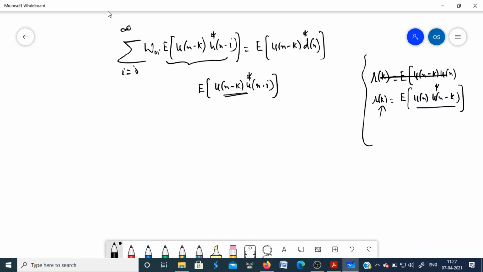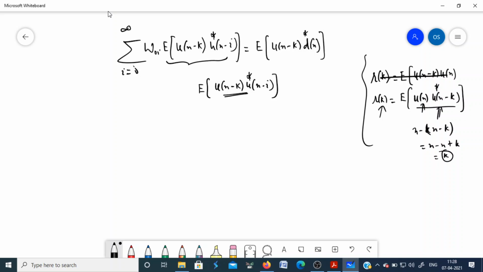So it means one sequence has n samples, and the other is delayed by k samples. So this k is basically what? This k is basically n minus (n minus k). So you get n minus n plus k, you get k.